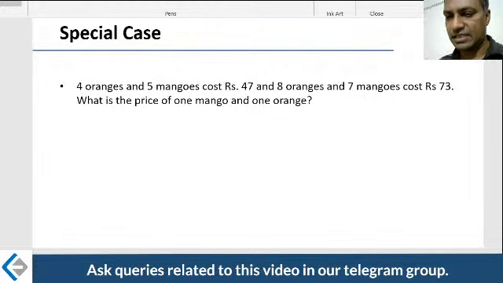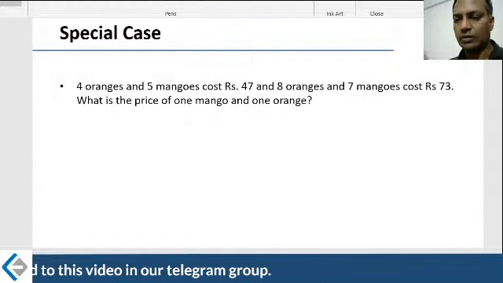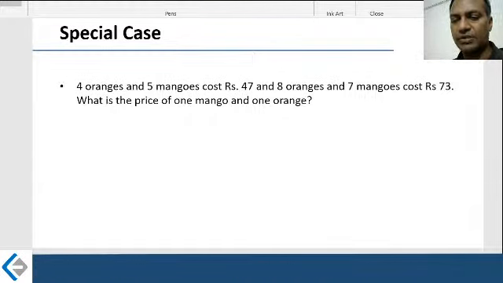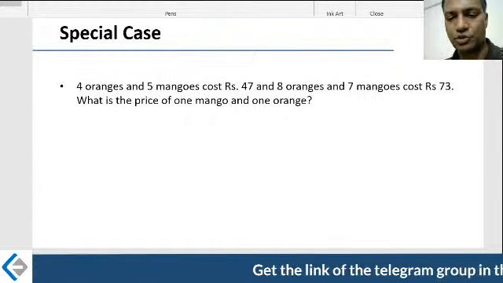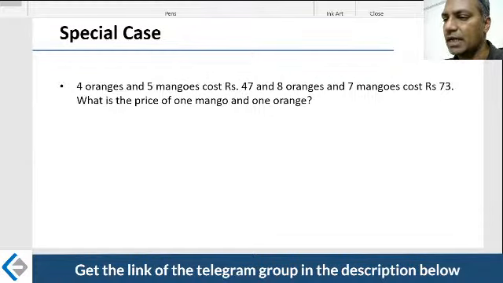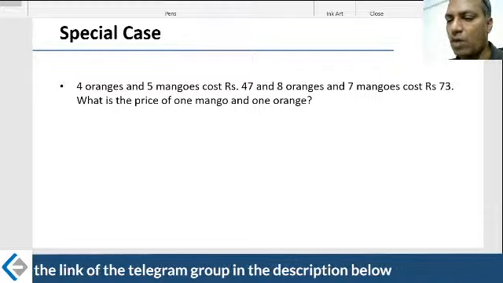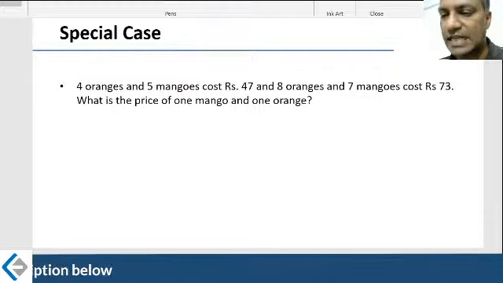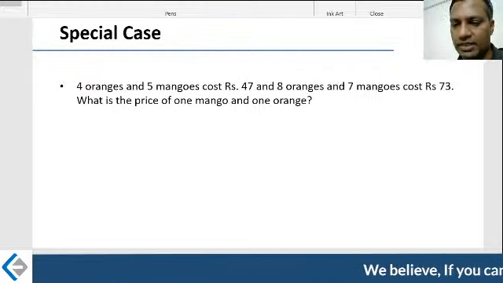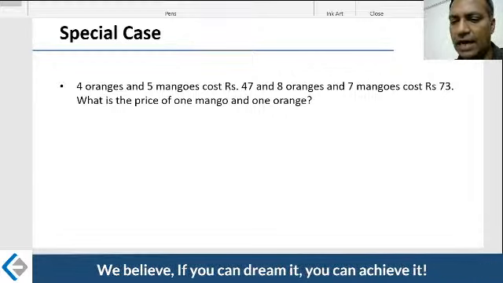First, let's take this simple example. What are the elements that you need to be aware of while you are dealing with these equations? Let's take this example. 4 oranges and 5 mangoes cost 47. 8 oranges and 7 mangoes cost 73. What is the price of 1 mango and 1 orange? That's a set of a mango and an orange.